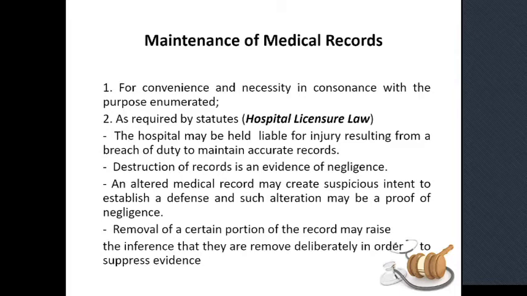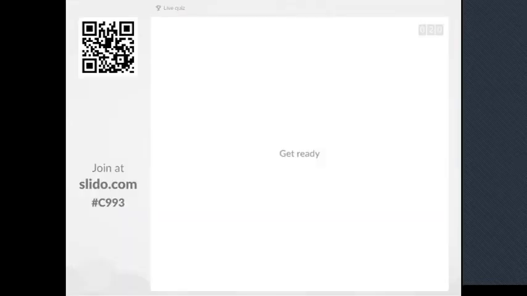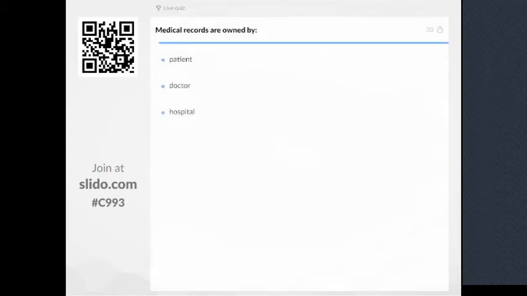Okay. All right, so let's have another question for your knowledge check this afternoon. So medical records are owned by the patient, by the doctor, or by the hospital. So who owns the medical record?